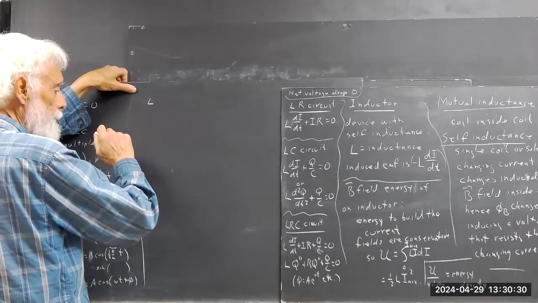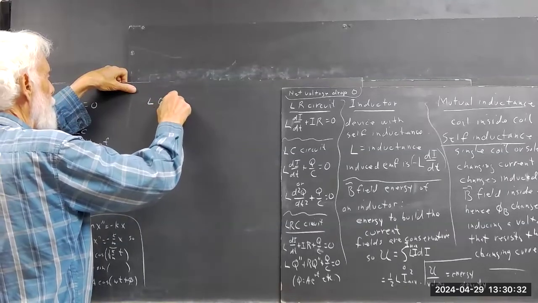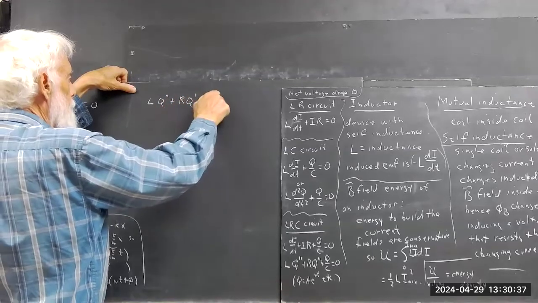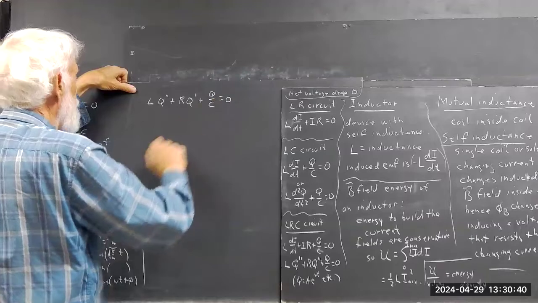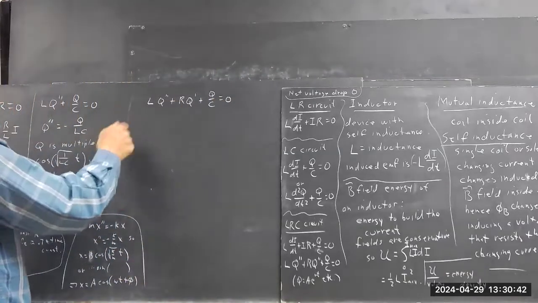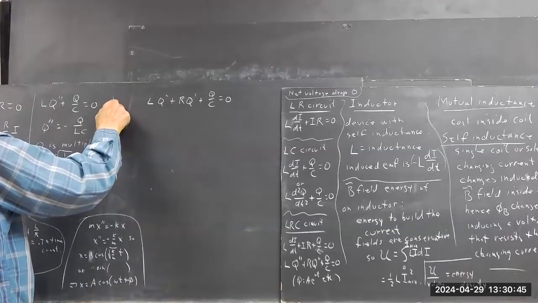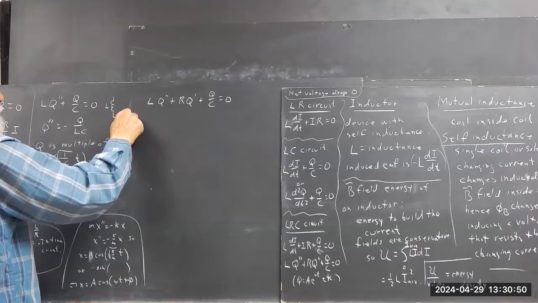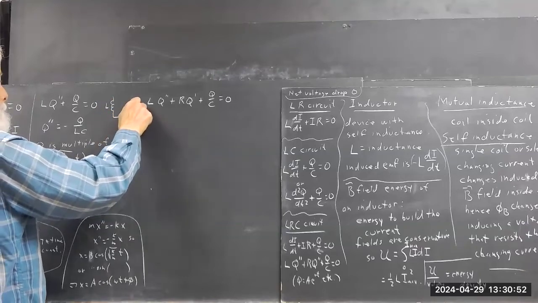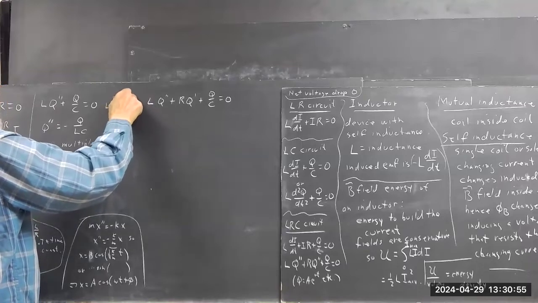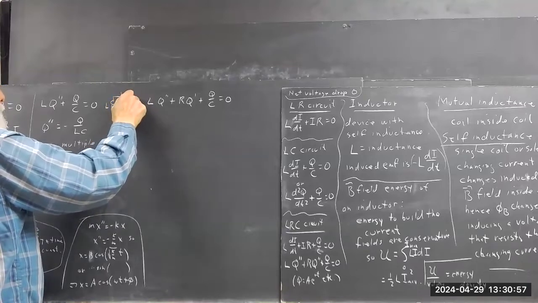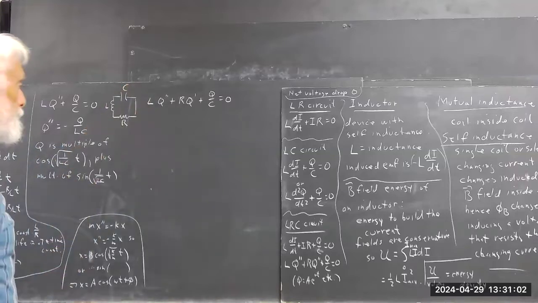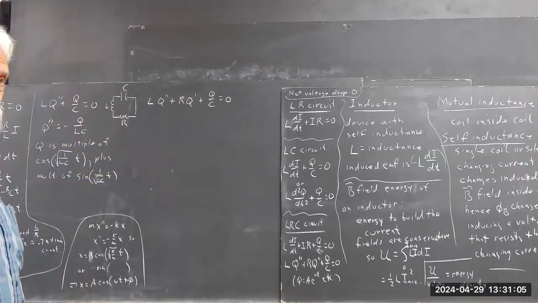Okay. We've got L Q double prime plus R Q prime plus Q over C equals 0. Again, these are the voltage drops around an LRC circuit. So you've got an inductor here. You've got a resistor here. Let's say you've got a capacitor up here. And somehow you've got a current in this thing.